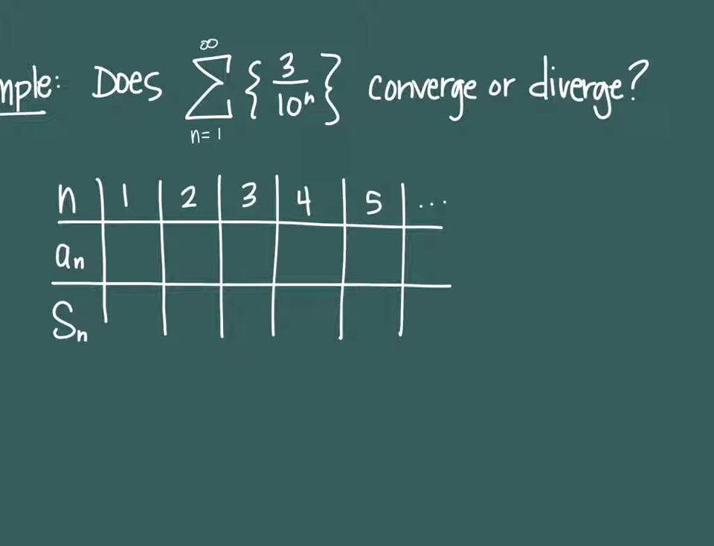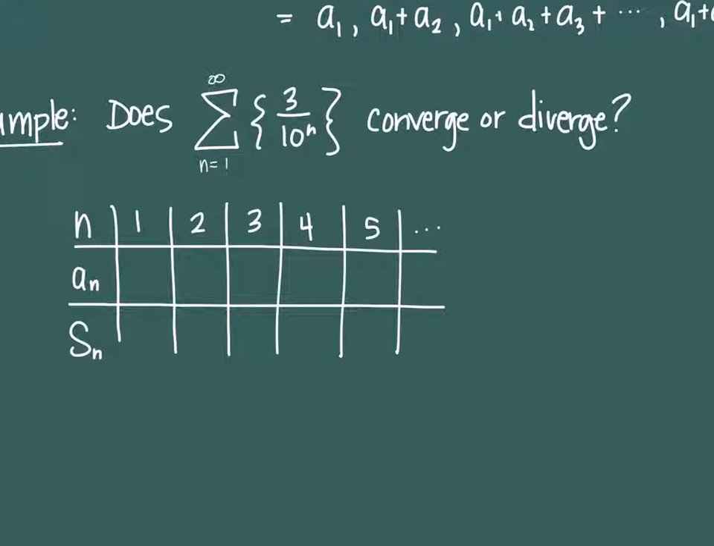So let's establish the distinct terms of the sequence. If I plug 1 into the sequence, what will I get? 3/10, which for our purposes right now, I'm going to write as 0.3. If I plug 2 into the sequence, what will I get? 0.03. And if I plug 3 in, 0.003, and 0.0003, and 0.00003. So those are the distinct terms of the sequence.